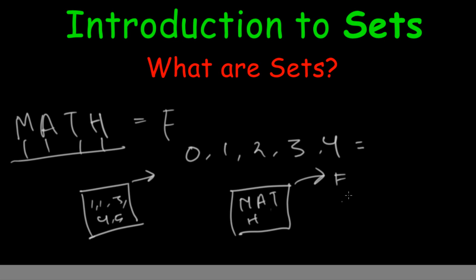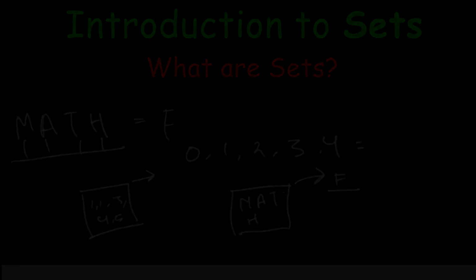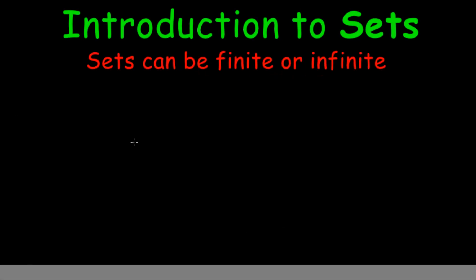So math is a set of values and it's inside a box. If you open that box, you're going to see 4 letters M-A-T-H, and that box is called F. I just named it. You can name it anything you want. Okay, so now we understand what sets are. Let's move on to the next topic of sets.